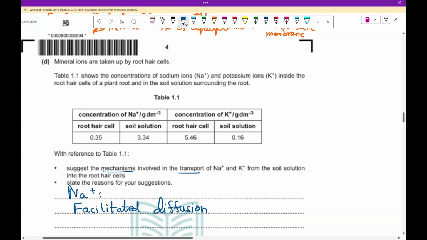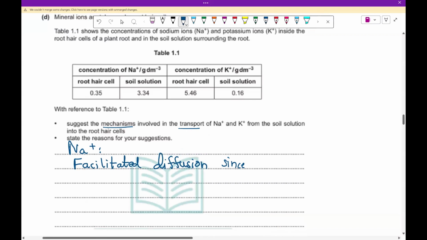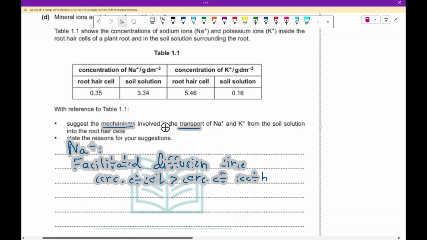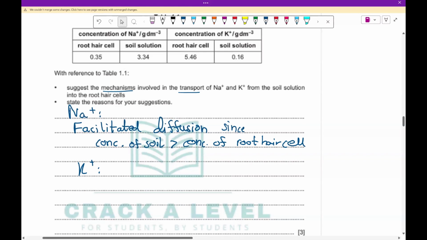And so the reason is that the concentration of the soil is greater than the concentration of the root itself. Write this in simple words, I'm just paraphrasing. And for potassium, it's the opposite. Since in the root cell there is more concentration, it is going to involve active transport.